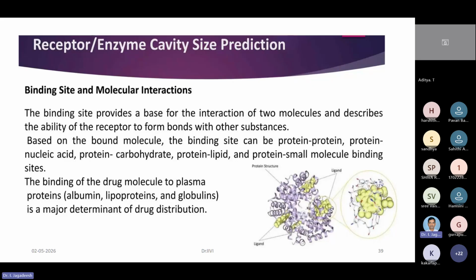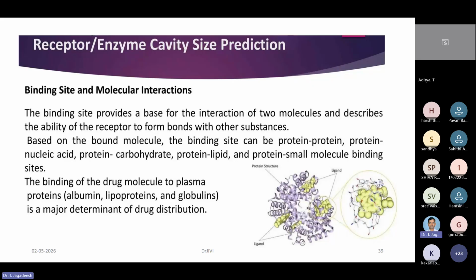The binding of the drug molecule to plasma proteins, that is albumin, lipoproteins and globulins, is a major determinant of drug distribution. If these interactions are not present, most of the time the drug will be excreted very fast and leave our body through urine because it is free in nature. Glomerular filtration will take place and they will go out of the body with very short half-lives, and this is not good. So we need the binding of our drug molecules with proteins. That is very critical to have optimum persistence in the body.